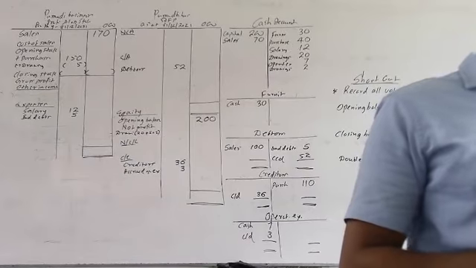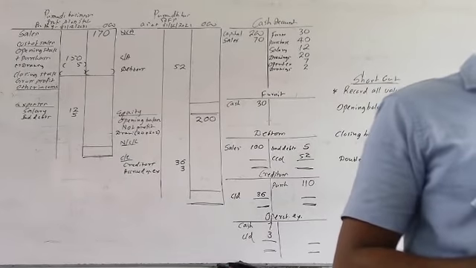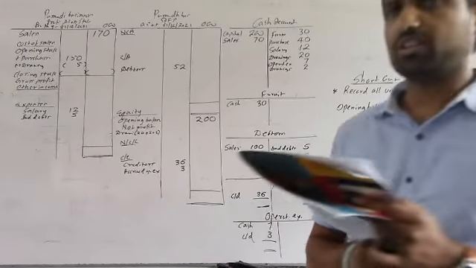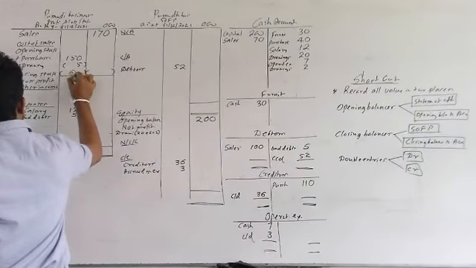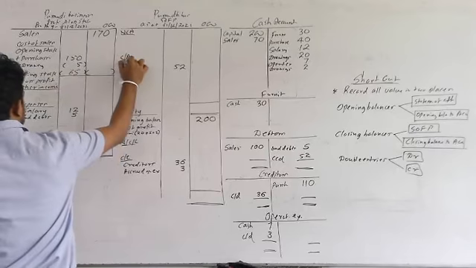Kumudi has valued the stock at 31st December 2021. That is the closing stock 65. Deduct this 65 here and take that under current assets.